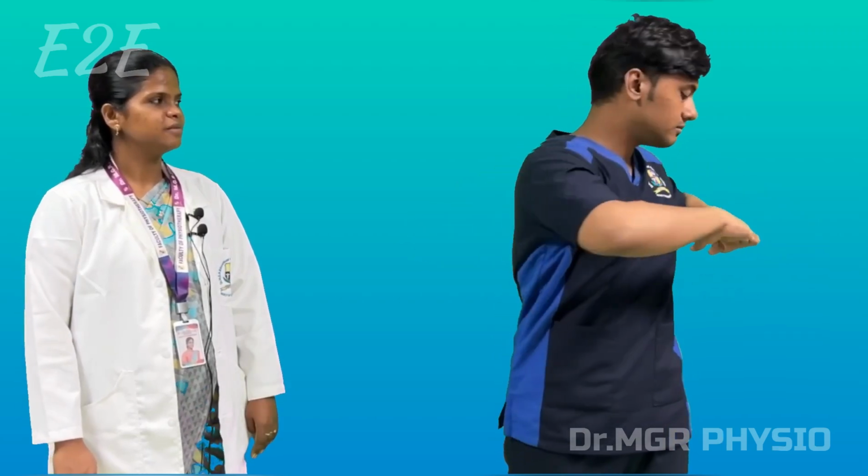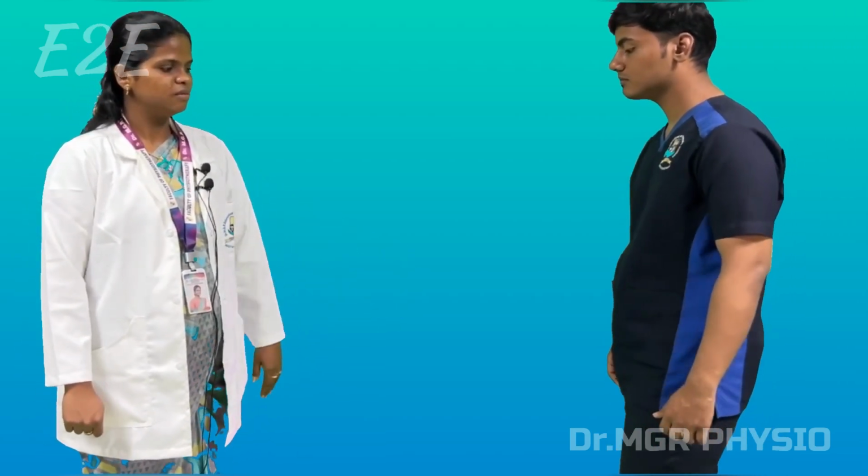So next is rotation of the spine. Keep both your hands like this and rotate towards your right side. Come to neutral. Towards your left side. Come to neutral. So next we are going to see hip movements, hip joint movements.